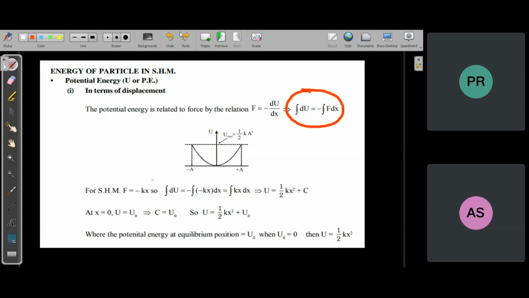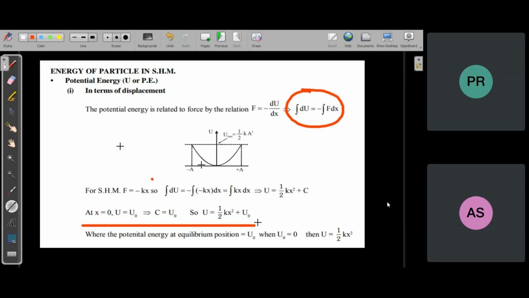So it is just a constant. So here, if you substitute this, you will get this equation u equal to half kx square plus c. So this is the equation of the potential energy. Don't forget this term c. You don't know whether the potential energy at the mean position will be zero or not, because potential energy at the mean position can have any value. The only thing is that it will be minimum at the mean position. But maybe the minimum value is not zero.